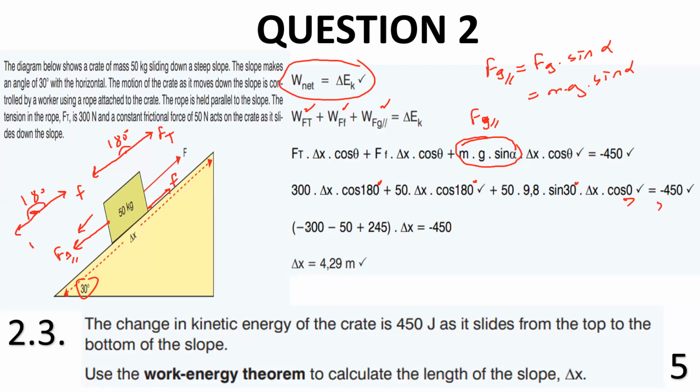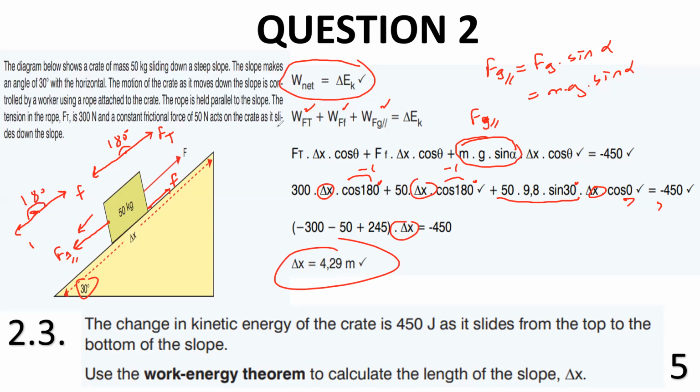Then negative 300, because cos 180 is equal to -1. Cos 180 is equal to -1. So negative 300, negative 50 plus 245. When you calculate this all, you're getting 245 times delta x. So you just take delta x from all and write it here. And then you can calculate delta x, 4.29 meters. All right, this is our answer for question 2.3.